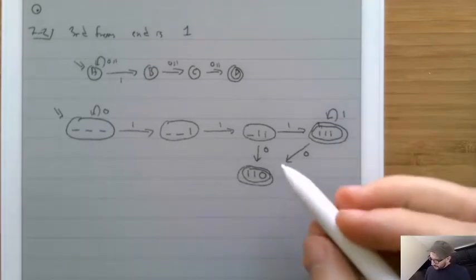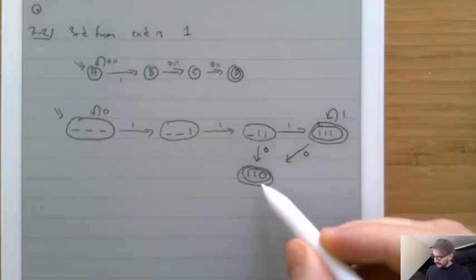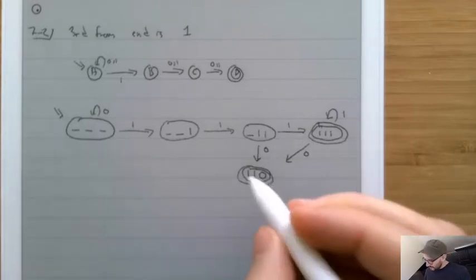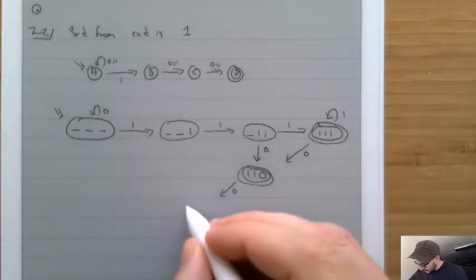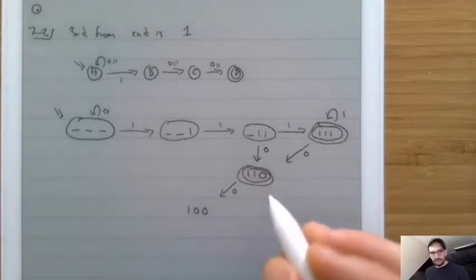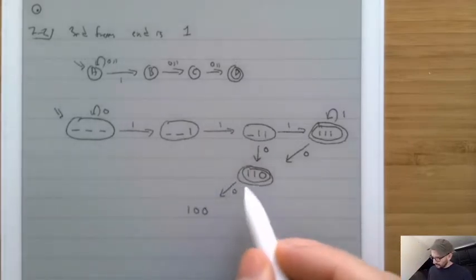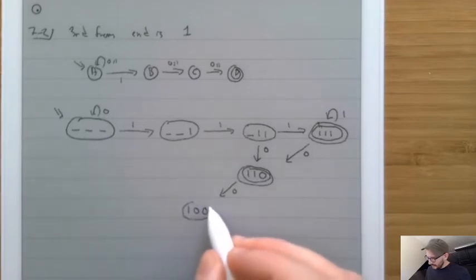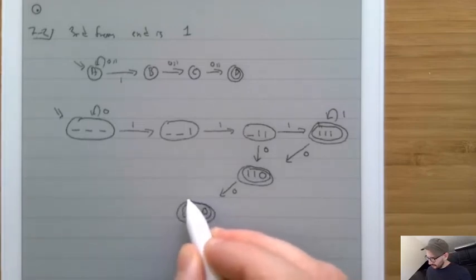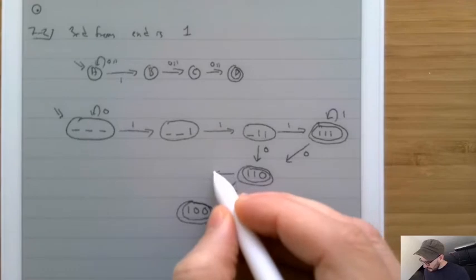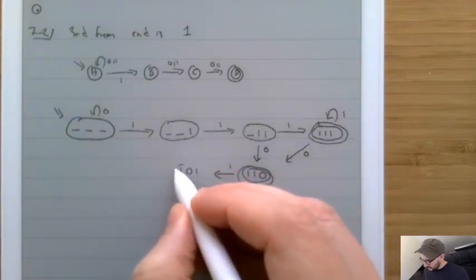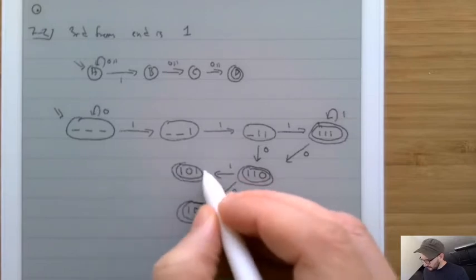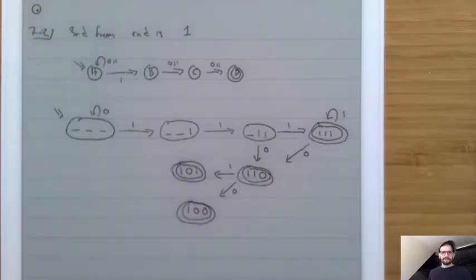Now, what if we were in this state right here and we saw a 0? Well then, if we saw a 0 there, we would go to a state with 1, 0, 0. We're just taking that 1 right there, pushing it over, adding a 0 in front, and this should also be accepting. But if we saw a 1, then we would be at a state 1, 0, 1, which would be accepting. Okay.